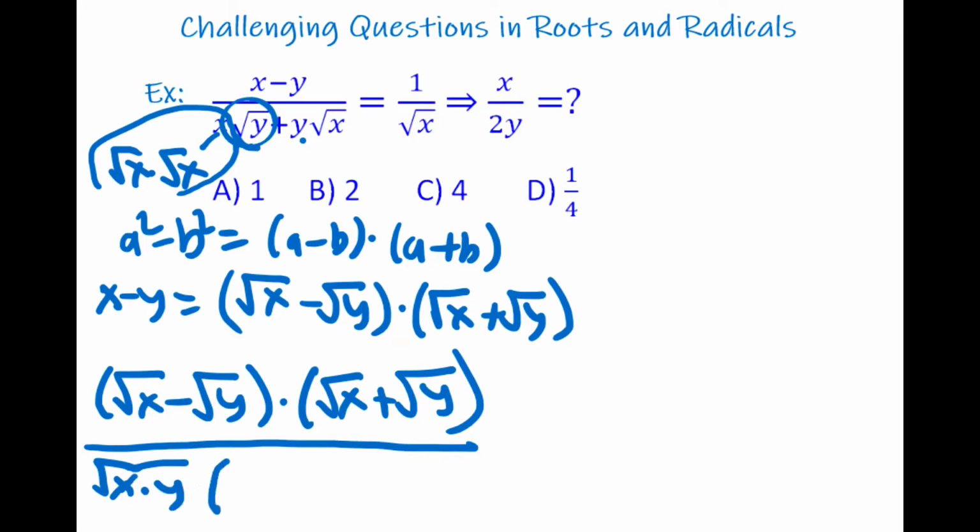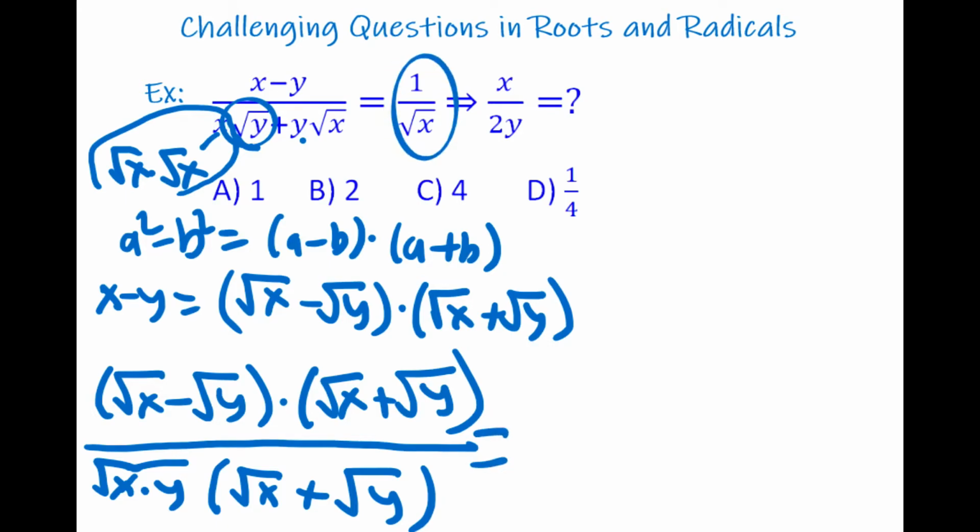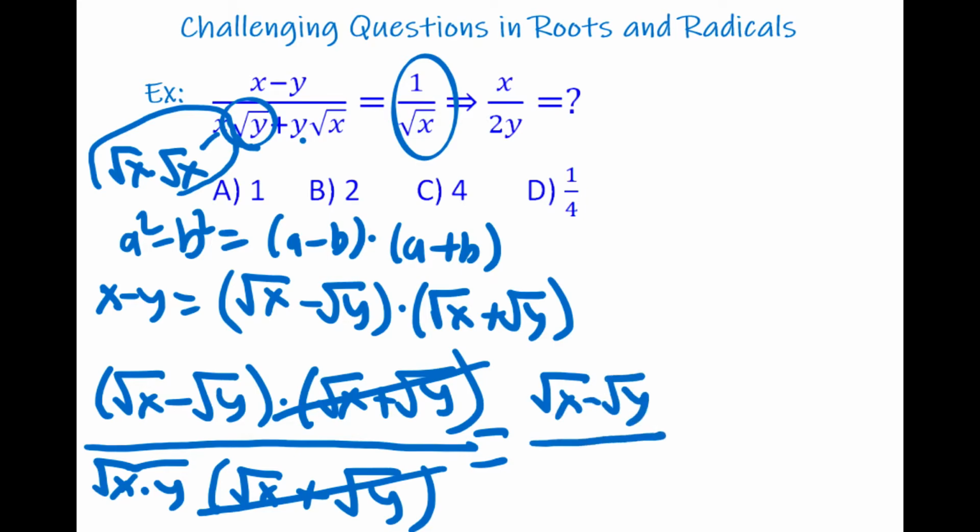Then for the first term, I'm going to have square root of x, plus for the second term, I'm going to have square root of y, guys. And I'm not going to write the right side yet. I'm going to write it in the next step. So here, I can just cross out those values, and the leftover is (square root of x minus square root of y) divided by, now I can write square root of x times y as square root of x times square root of y. And that is equal to, guys, right now 1 divided by square root of x.